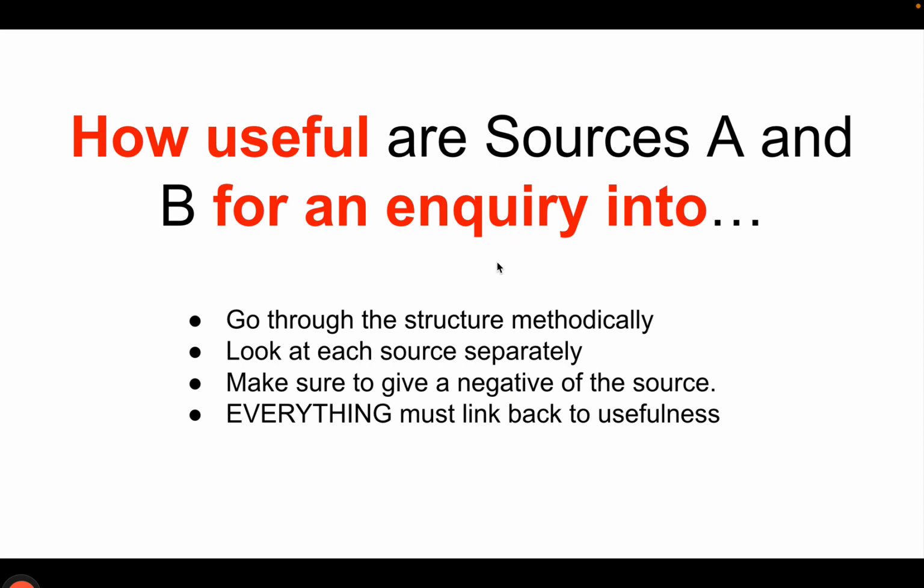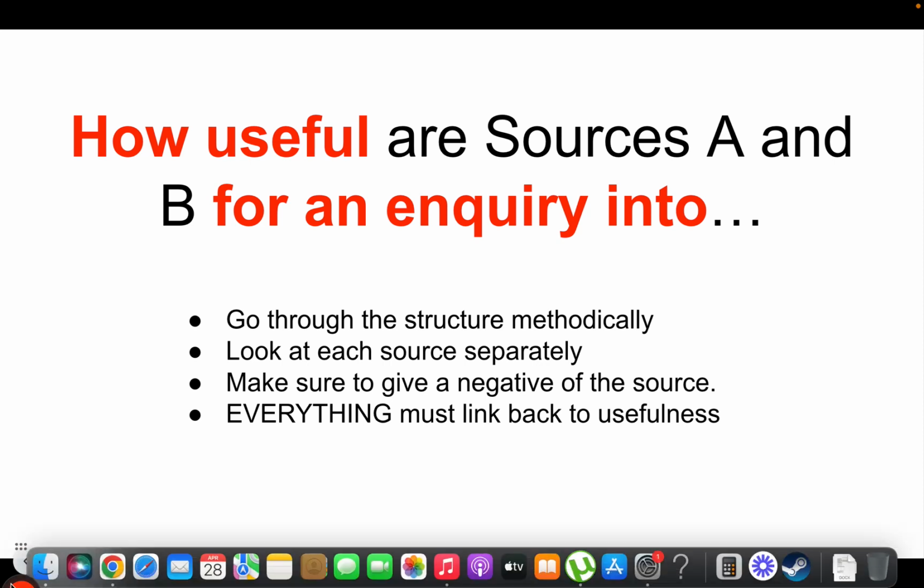But to review some concluding points, go through the structure methodically: first address its content, then link it to your own knowledge, then go for its provenance, always linking back to usefulness. Look at each source separately in a separate paragraph so they don't merge into one. Make sure to give at least one negative of the source to be able to gain 7 or 8 marks out of 8. And just to restate, you must be sick of hearing it by now, but everything must link back to usefulness. If it does not link back to usefulness, you will get a 0.